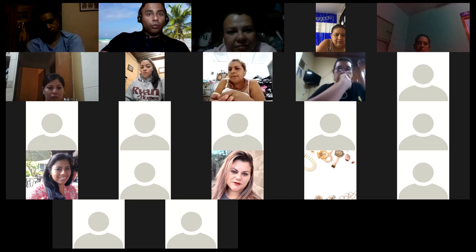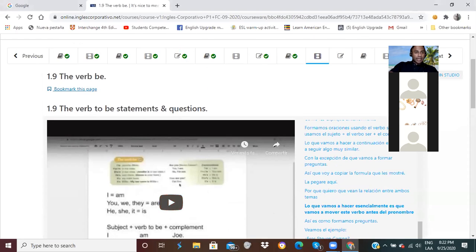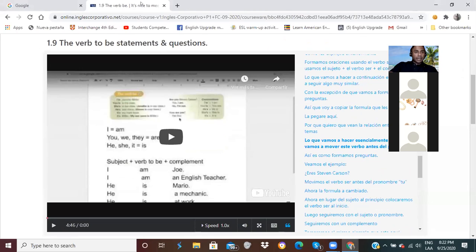Okay, now what we're going to do is look at the first activity, which is coming from the platform. We're going to be looking at the verb be, 1.9, the verb to be, statements and questions. Everybody listen and please get out your notebook so that you can take notes and ask me questions. Tome apuntes para que después me haga preguntas.